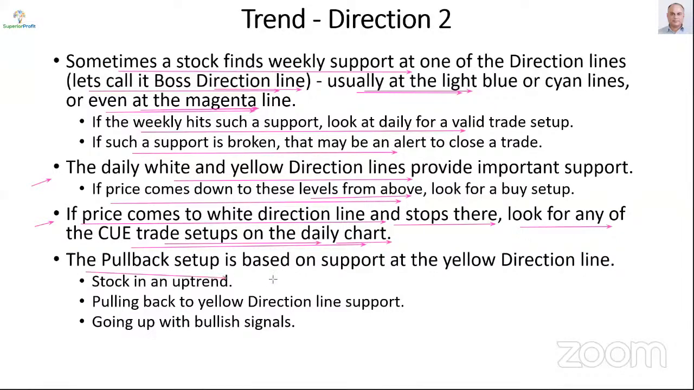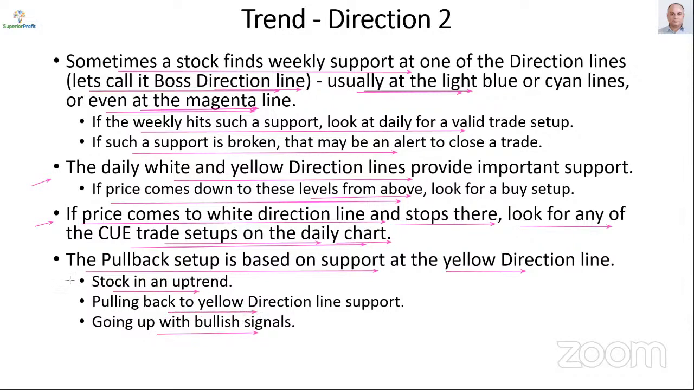And yellow direction line is more robust. Many more people use it for short term swing trading, position trading. The pullback setup is based on yellow direction line, and it actually has a trade setup. It can be scanned for. Pullback is a stock in an uptrend, pulling back to yellow direction line and going up with bullish signals.